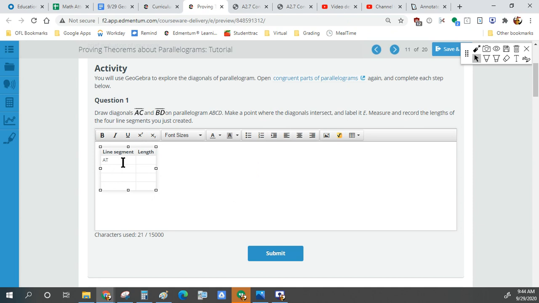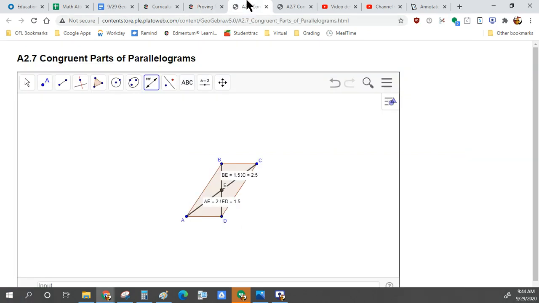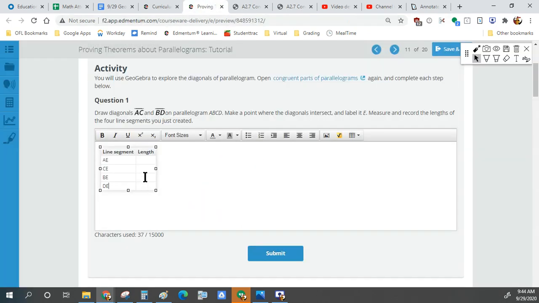So A to E, C to E, B to E, and D to E. The BE was 1.5. And then the AC was 2.5. CE, the same.